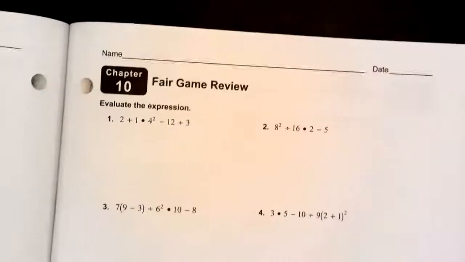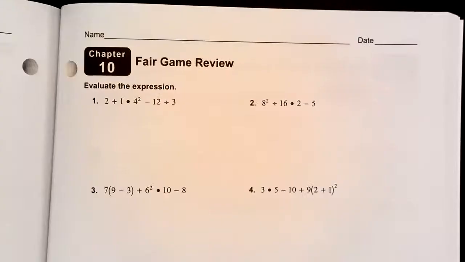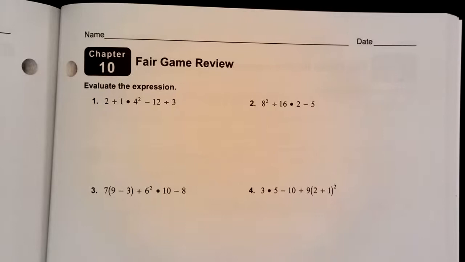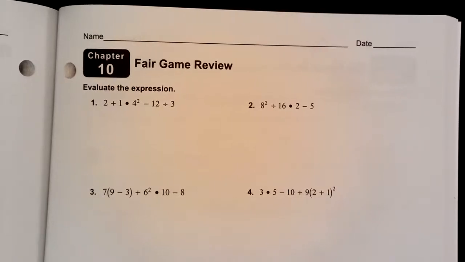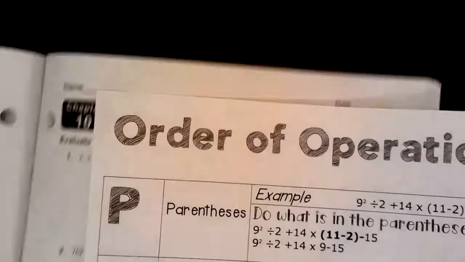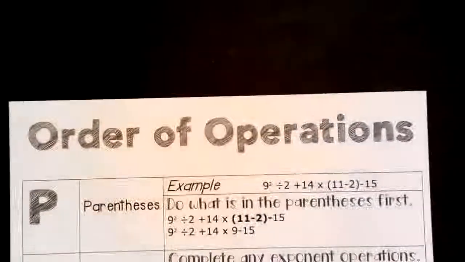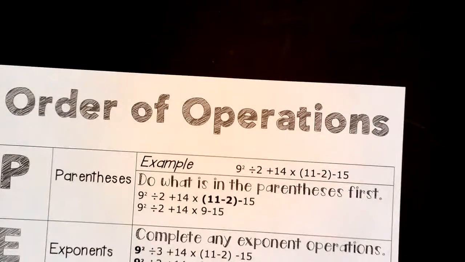All right, hey team, this is Fair Game Review, Chapter 10, and it's on page 201, and this is a review of what we call the order of operations. I recommend referencing this sheet as you do this page.